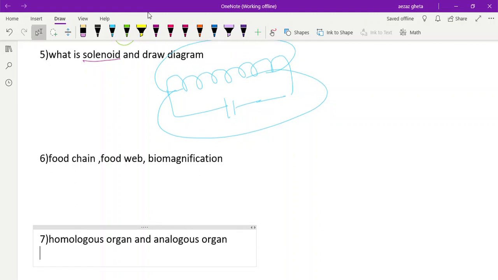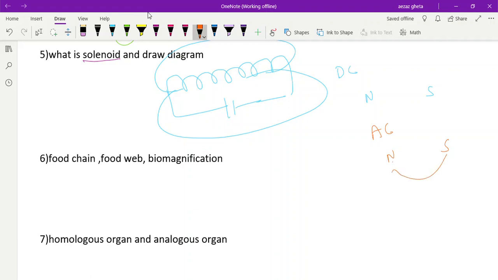You should know, in a solenoid, for example, if you pass direct current, then one end of the coil will be north and another end of the coil will be south. But if you pass AC current, then one end of the coil is north and the other end south, but the direction of the poles will be changing, because the direction of current is changing in AC. If you pass DC current, one end will be north only and the other end south only. But in AC, it will be changing. Remember this.